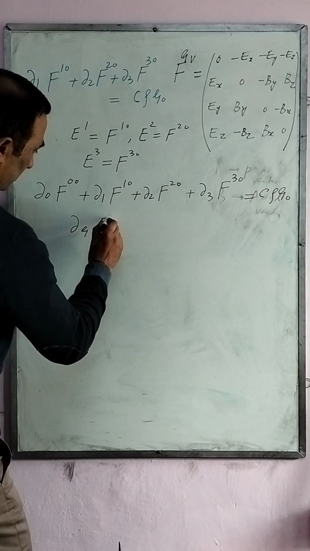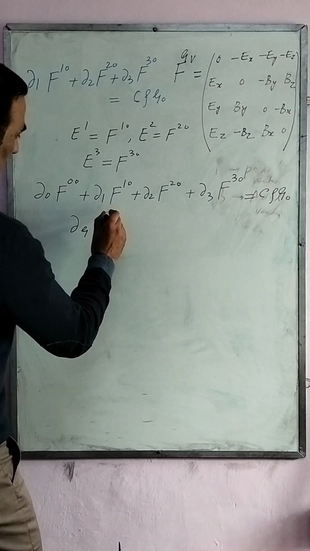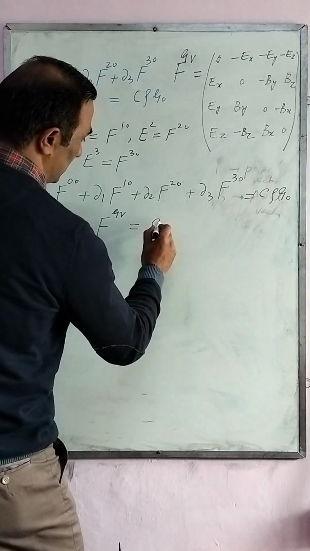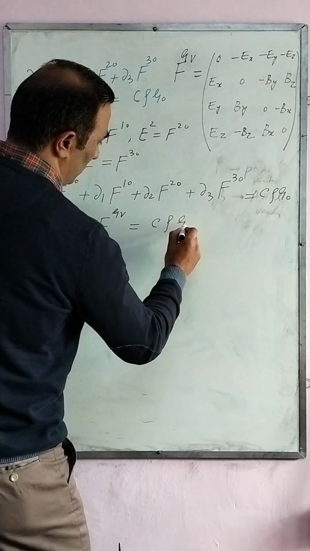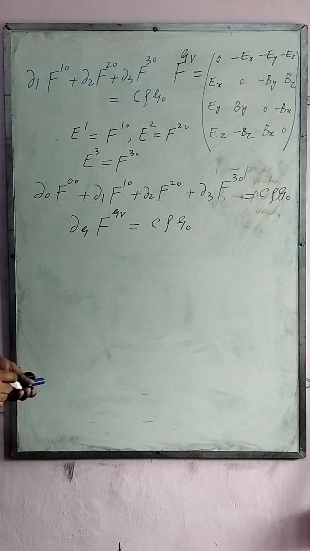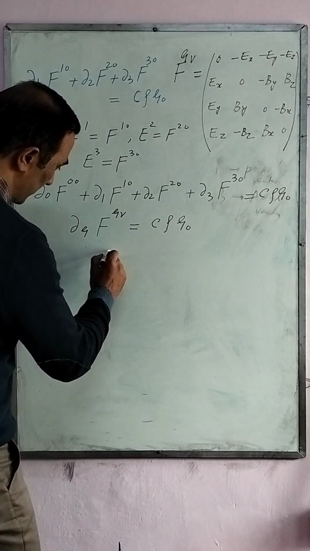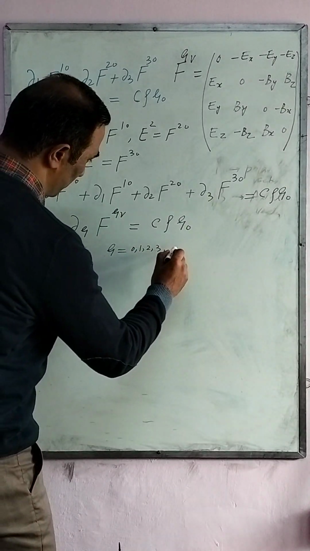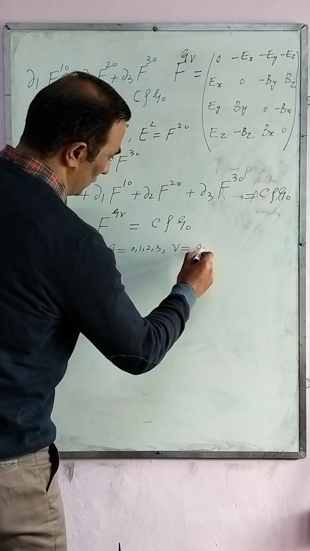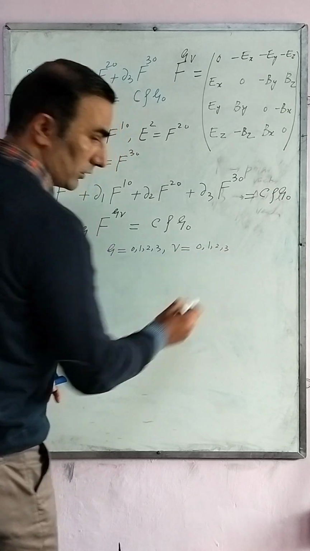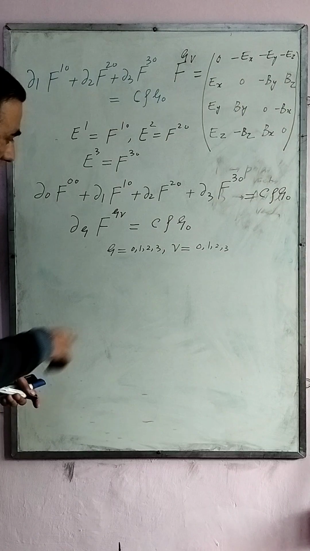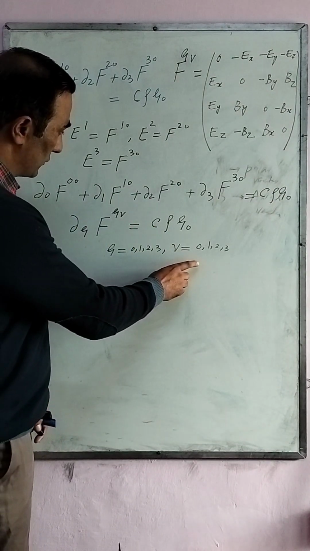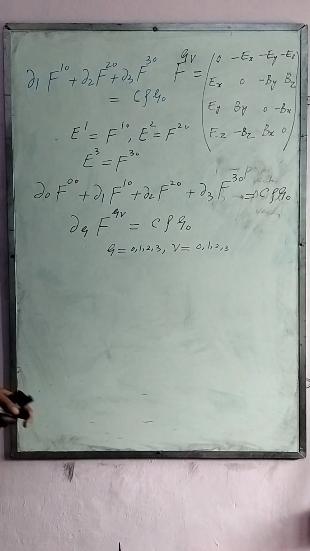right? Yeah, mu. So that will be equal to c rho, right? Because if you take mu equal to 0, 1, 2, 3, take all possible values, because when you take 0, 0, this gives you the first component, and 1, 0, 2, 0, 3, 0. So all these possible combinations, right?